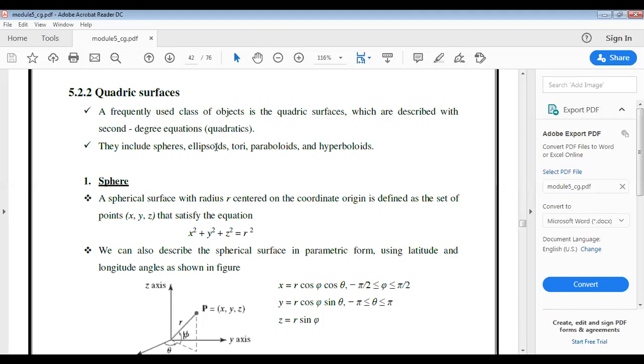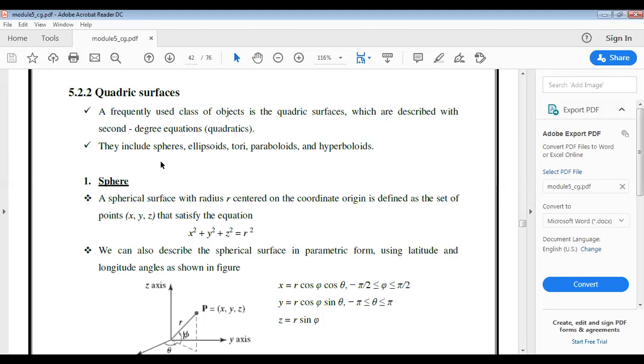Whenever I talk about quadric surfaces, all the quadric surfaces are represented with second degree equations. Second degree equations means that it should come to your mind that all those things are described using squares. So now the first type of quadric surface is the sphere.